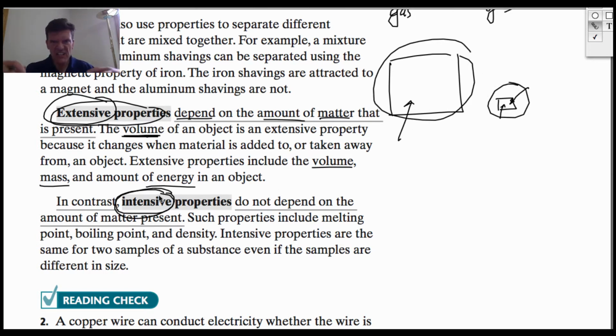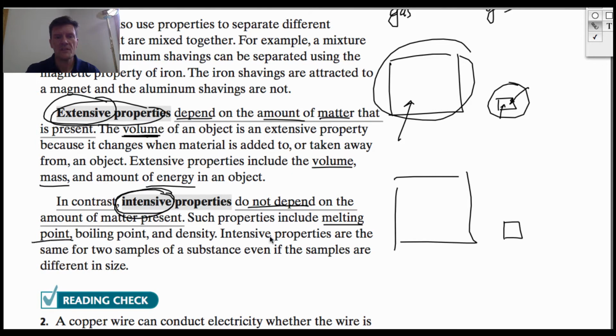Intensive means it's kind of internal. It doesn't matter about the amount or the external aspect. Intensive means it does not depend on the amount. It doesn't matter if you have a large amount or a small amount. Let me give you some examples.